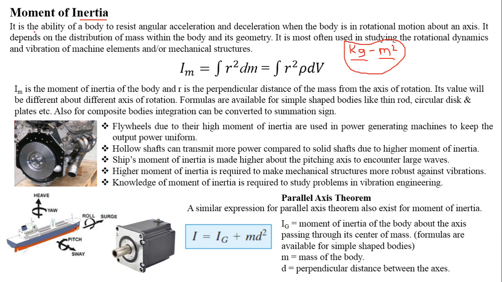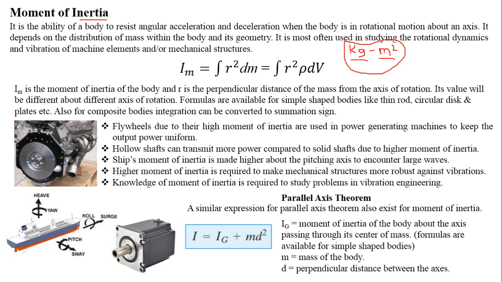So what is moment of inertia? It is the ability of a body to resist angular acceleration and deceleration when the body is in rotational motion about an axis. Now you see that in design of machines and machine dynamics, there are a lot of machine parts, machine elements that always undergo rotational motion, or they are designed to undergo rotational motion. And so the ability of a body to resist angular acceleration and deceleration about an axis is known as the moment of inertia.